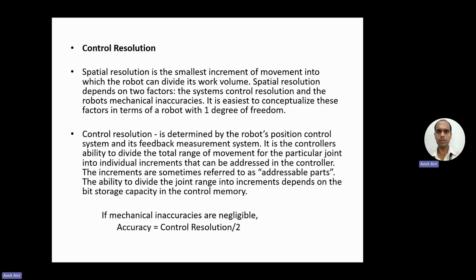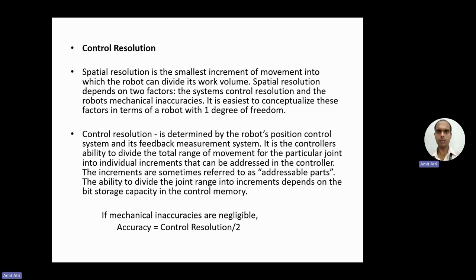Next is control resolution. So spatial resolution and control resolution. Here, spatial resolution is the smallest increment of movement into which the robot can divide its work volume. So the smallest increment in the work volume, that is spatial resolution. It depends on the system control resolution and the robot's mechanical inaccuracy. It's easy to conceptualize these factors in terms of a robot with 1 degree of freedom.